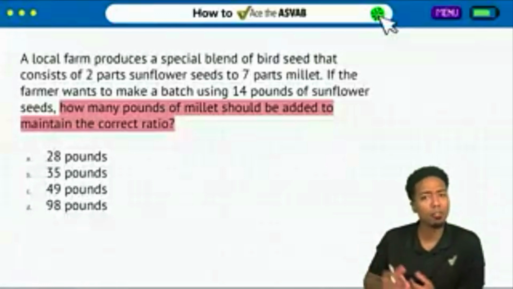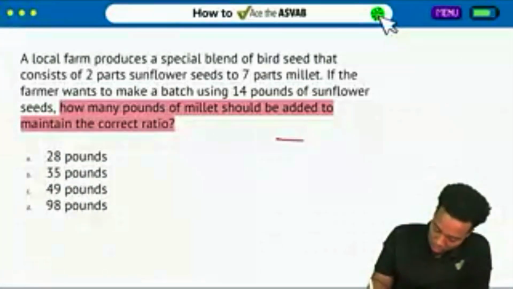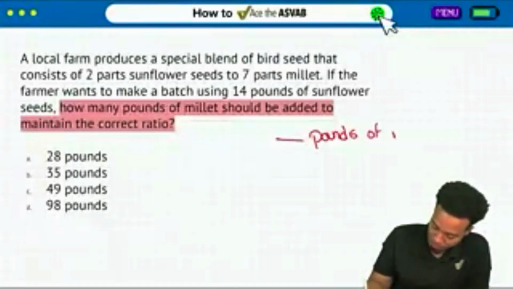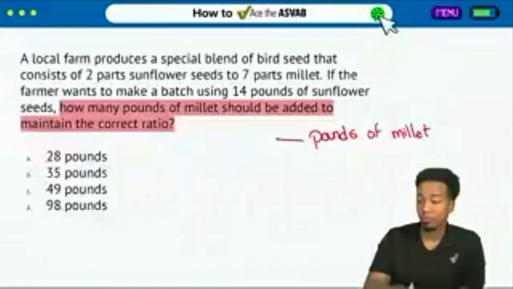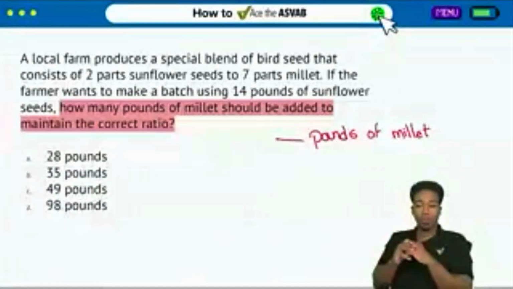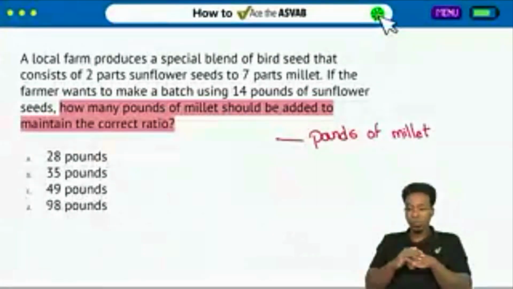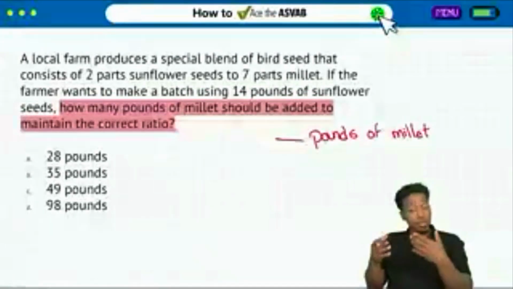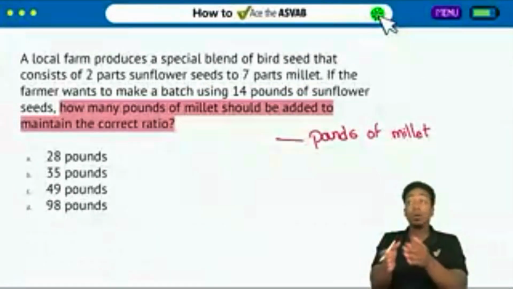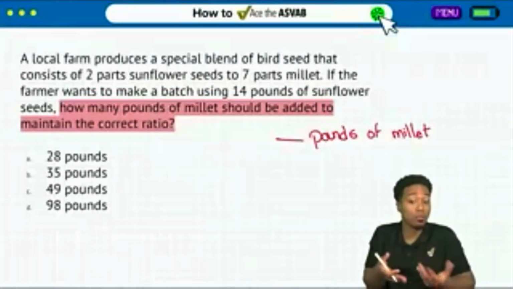So that's a big mouthful, but everybody, can you agree that pretty much what they're saying here is we want a certain number of pounds of millet? Are we good on that? Did we all understand that that's what we're looking for here? The number of pounds of millet. Good. Now from there, the next thing we'll do is understand how all of that information up there is connected to what we're looking for, the number of pounds of millet.